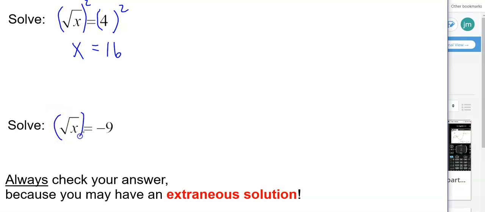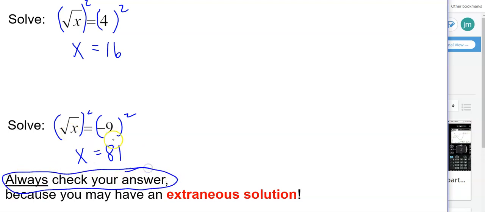So let's square both sides. We get x equals positive 81. If you plug that in to check, always check your answer, you'll see that this doesn't work. Even though we didn't make a mistake when solving it, that's called an extraneous solution.